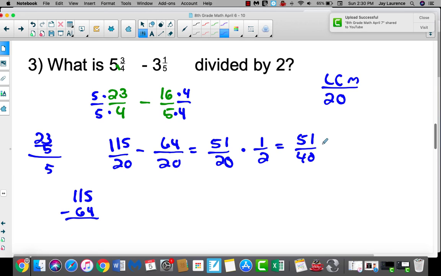Okay, if you want to go improper fraction, that's a great idea for this problem, or if you want to go mixed number, because these were mixed numbers, right? So 40 is going to go into 51 once. There's going to be 11 left over, and I'm dividing by 40, and there is your answer. 5 3/4 minus 3 1/5 divided by 2 is going to be 1 11/40.